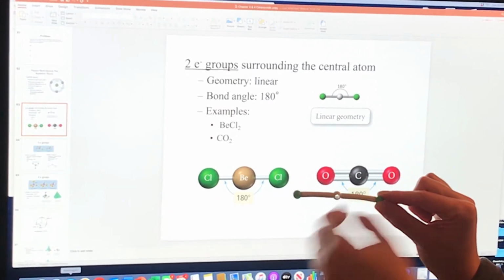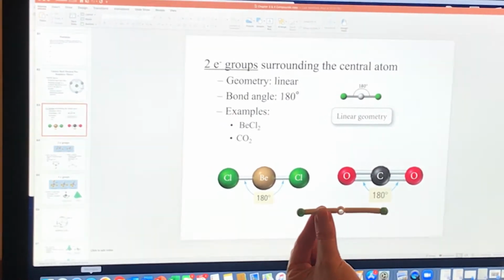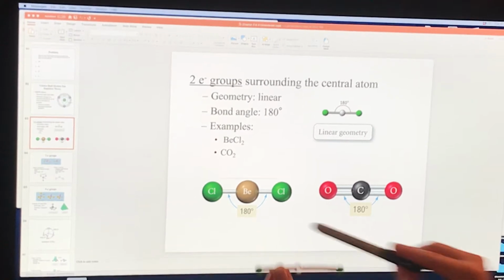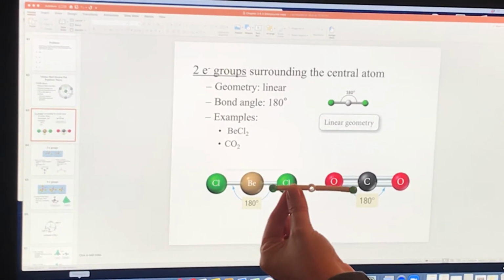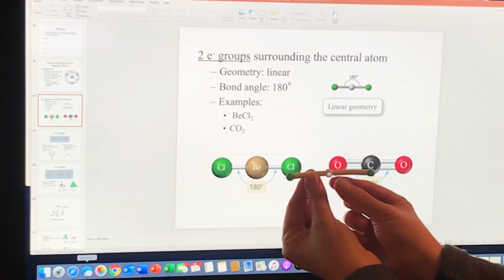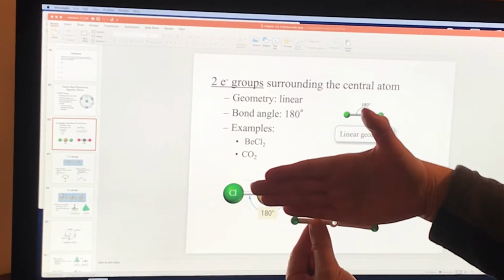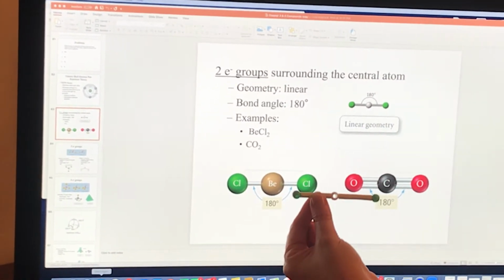And getting as far apart as possible here, that's going to give us a bond angle of 180, and you guys can see that on this slide right here. And you can also see how this molecule is linear. It's in a plane and it just makes a line.